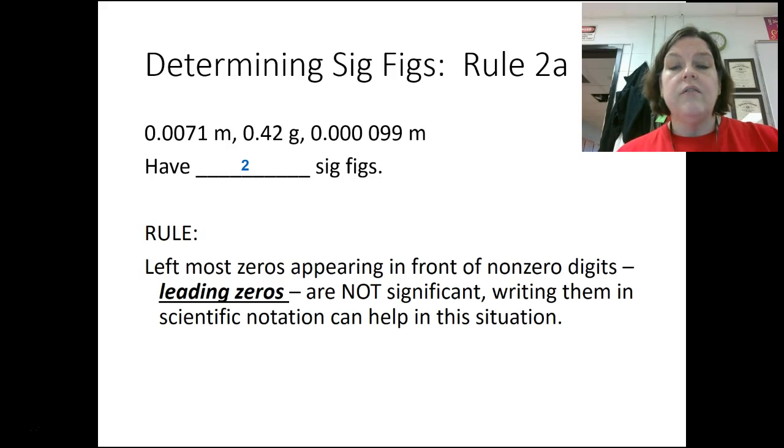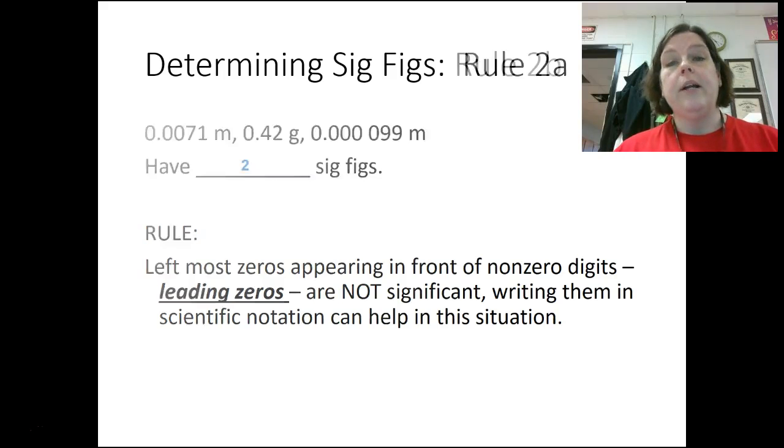Writing them in scientific notation helps. If you actually write these numbers in scientific notation, it gets rid of leading zeros. As a matter of fact, scientific notation gets rid of leading zeros and trailing zeros with no decimal, and it makes things a lot easier. But for another time, actually a little bit later.